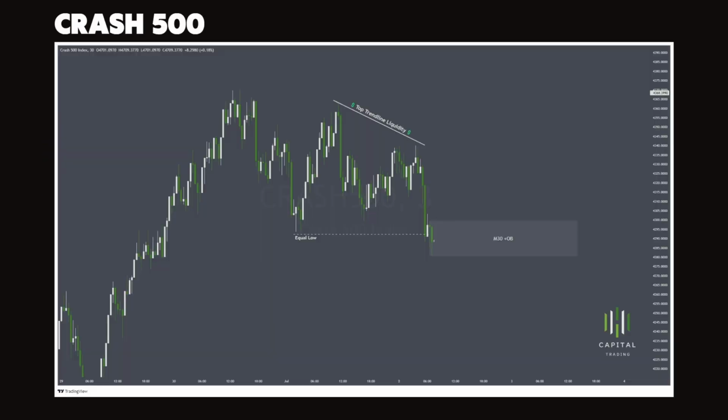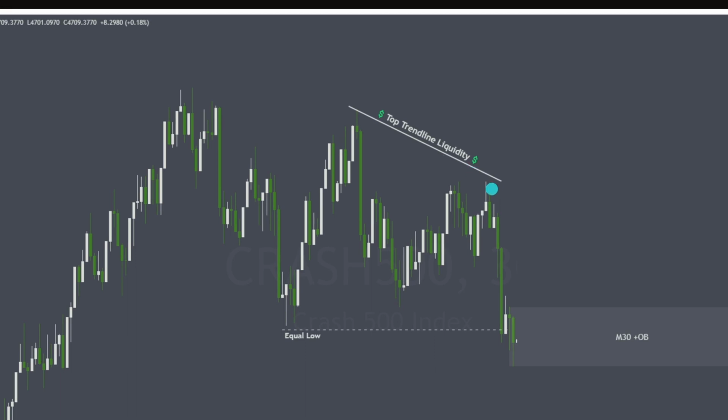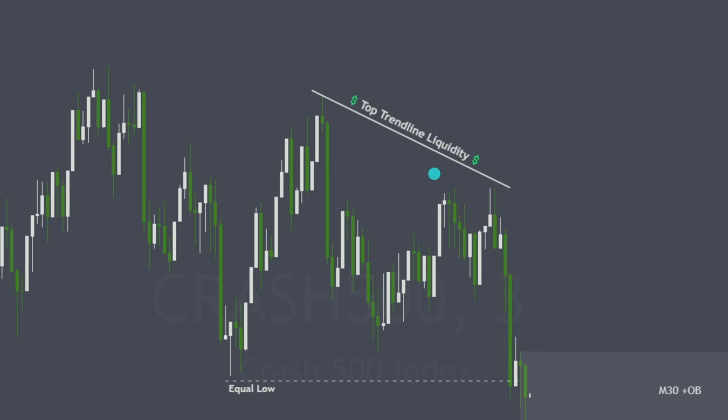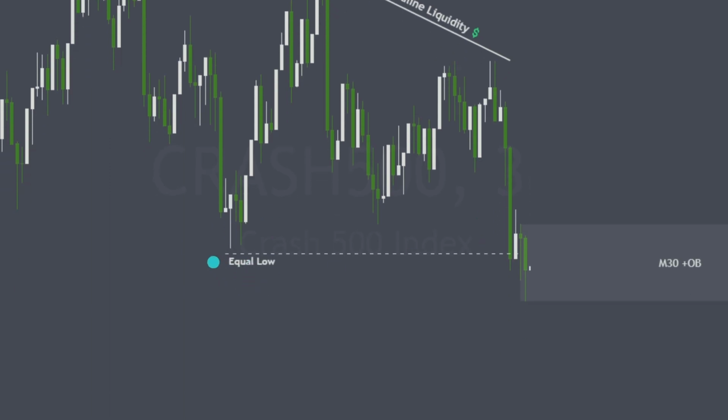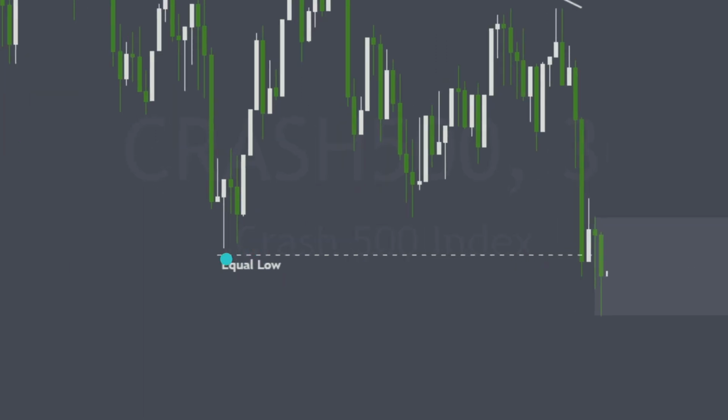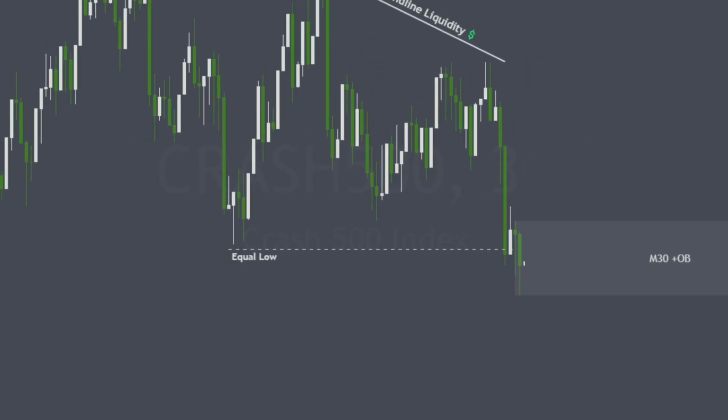Let's look at the Crash 500. This is our first C5 chart. What happens here is we have these two trend line highs, right? Forming this top trend line liquidity. So the market dropped to the downside, and when they dropped to the downside, we had these equal lows being taken out. There are two equal lows. We are going to touch on equal lows and equal highs liquidity. So they took them out, right?